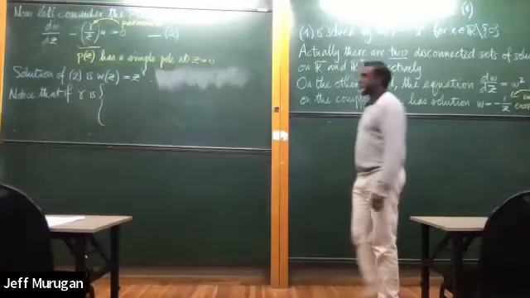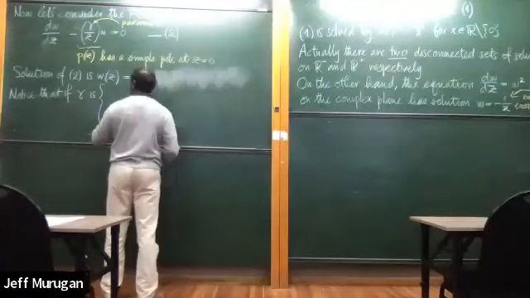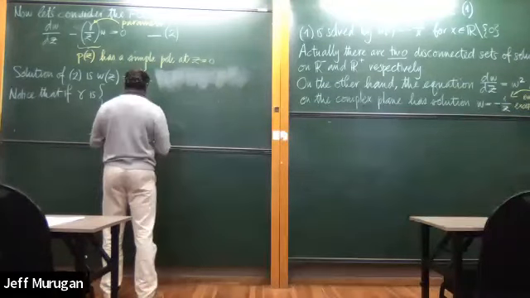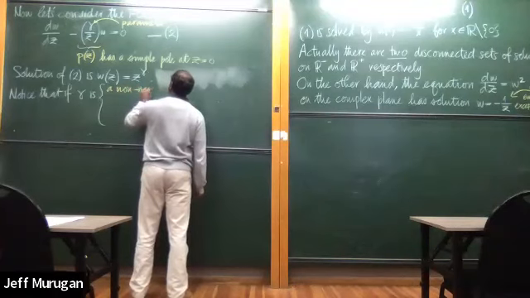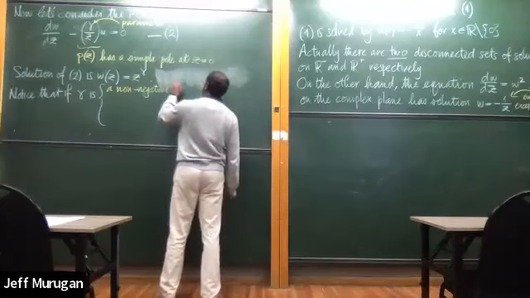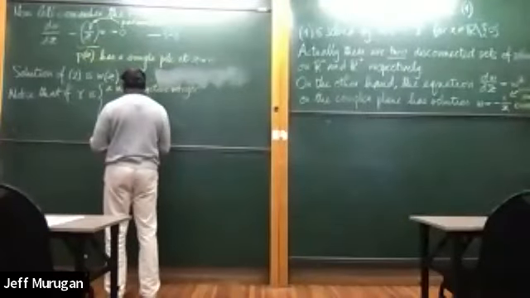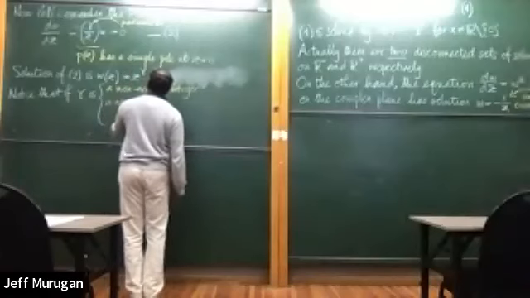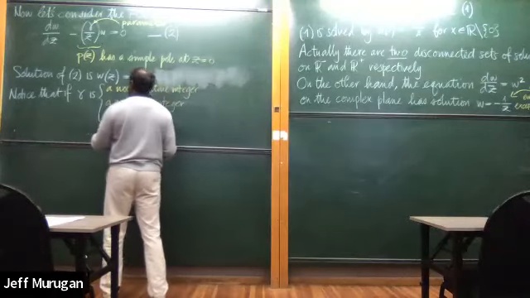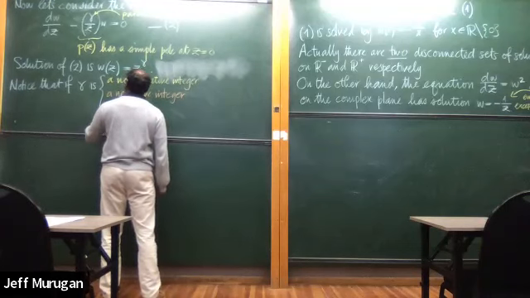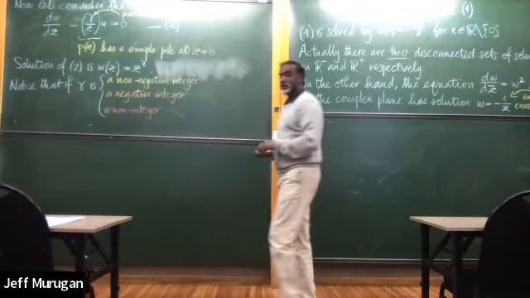Now I'd like to distinguish three cases depending on gamma. So if gamma is a non-negative integer, or a negative integer, or a non-integer, the solution does three different things.